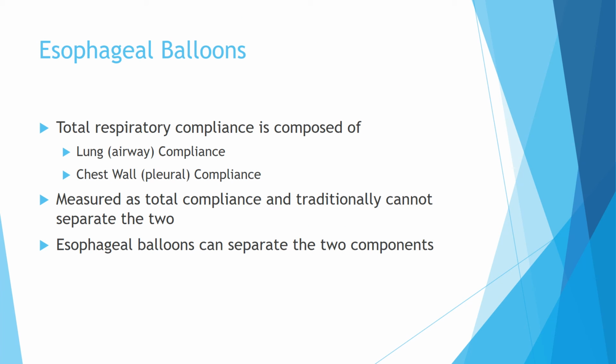Esophageal balloons. So we talked about compliance a lot, but I didn't give you the whole story about compliance. So I'm sorry, but it wasn't time. So when we look at compliance, there's actually two different types of compliance. We have the compliance of our airway and the compliance of our chest wall. So when we look at a ventilator, though, it doesn't know the difference between the two. It only measures total compliance. So the usefulness of the esophageal balloon is you can pop it into somebody's esophagus, and it's going to be able to tell you the difference between your airway and your chest wall compliance. And that's important in determining who's at risk for barotrauma.